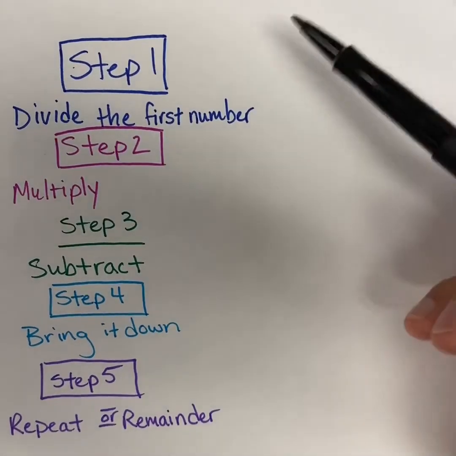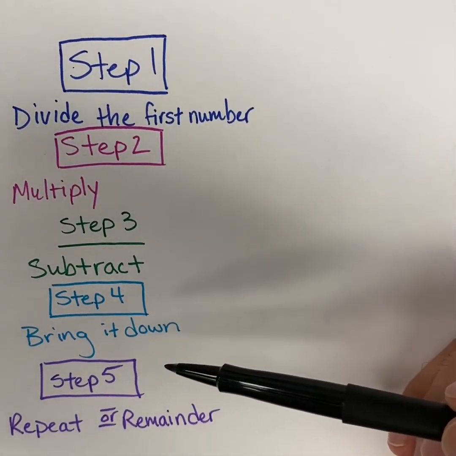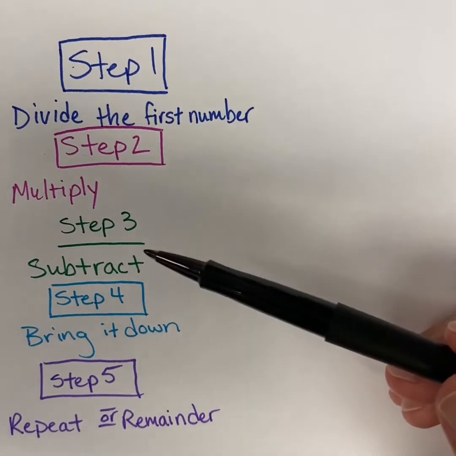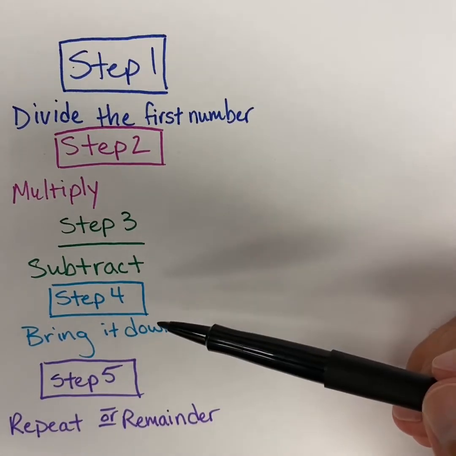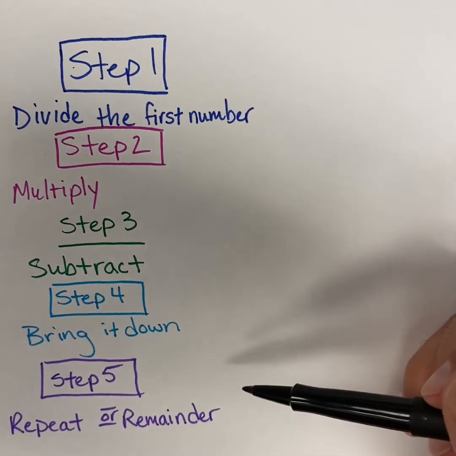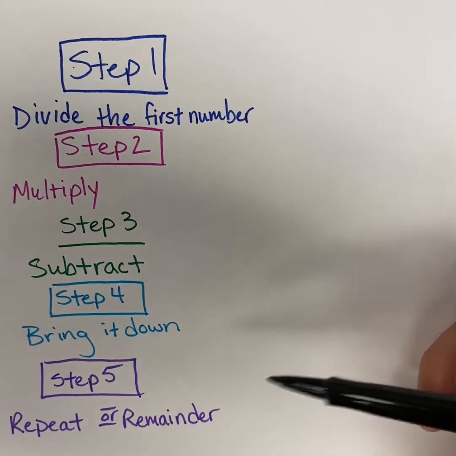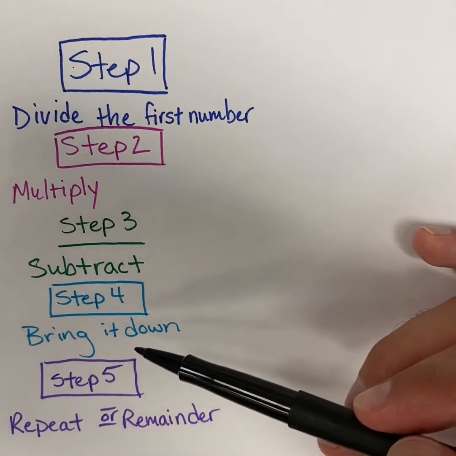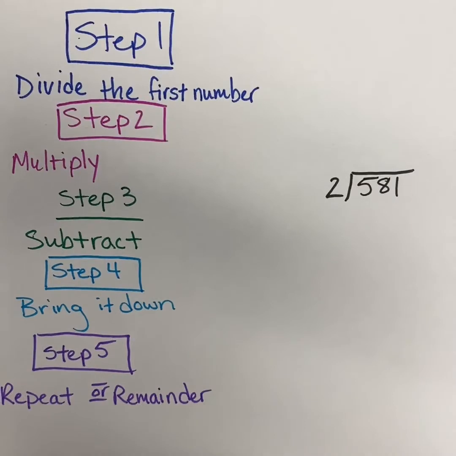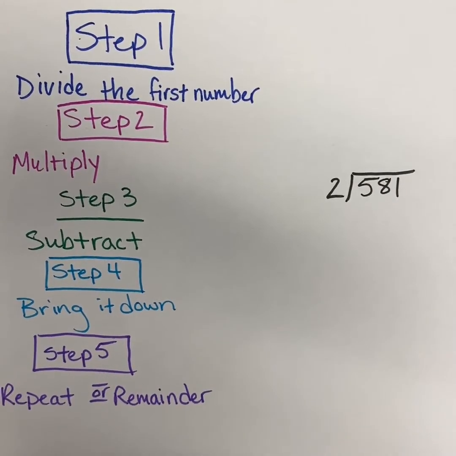So here are the 5 steps that we're going to be following for long division today. Step 1, divide the first number. Step 2, multiply. Step 3, subtract. Step 4, bring it down. Step 5, repeat, or we're going to have a remainder to deal with, and we'll do that accordingly. All right, so I would have this down in your notebook, as well as this sample problem that we are about to work through. So the problem that we're going to work through is 581 divided by 2.